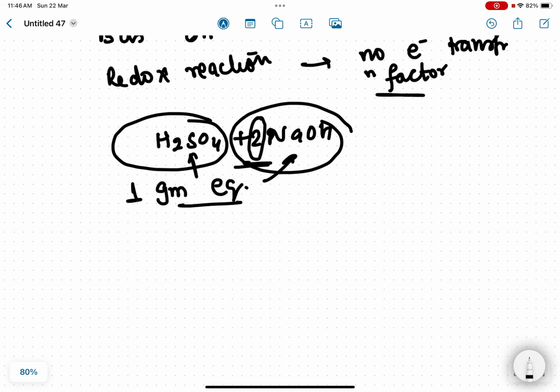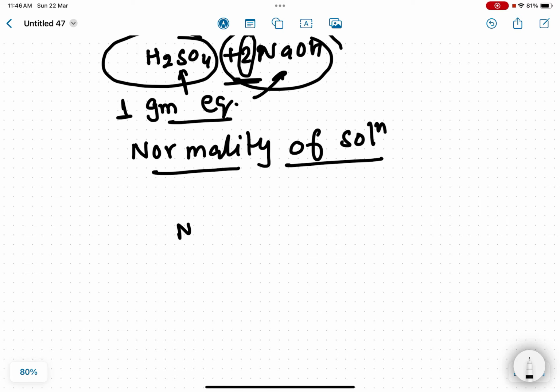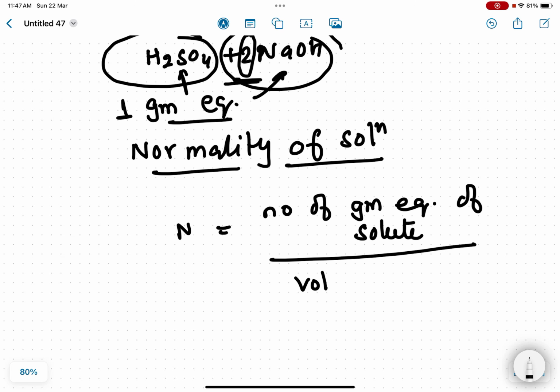So for this, a new concentration term, normality, was introduced. Normality of a solution is represented by capital N, and it is defined as the number of gram equivalents of solute divided by the volume of solution in liter.